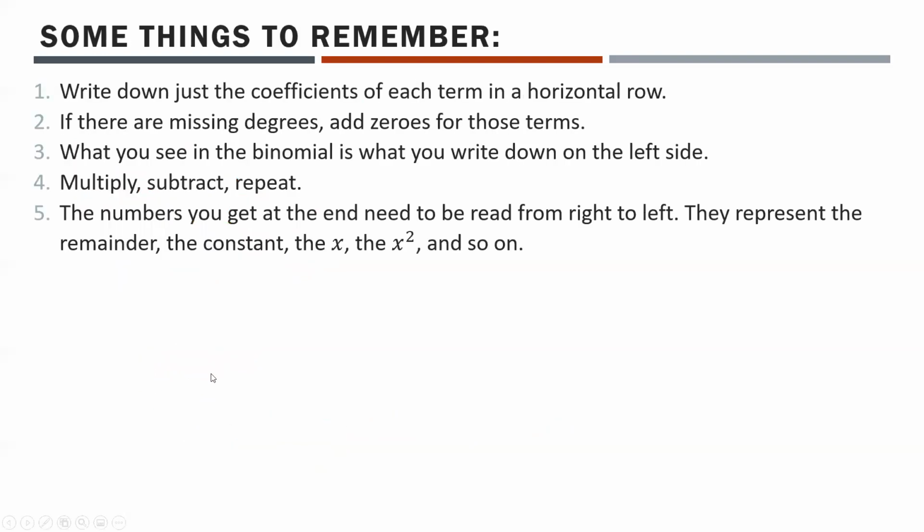So just some things to remember. To do synthetic division, you write down just the coefficients of each term in a horizontal row. If there are missing degrees, you add zeros for those terms. What you see in the binomial, this is really important because people seem to always mix this up. What you see in the binomial is what you write down on the left side. So if it was x minus 7, you'd write -7 on the left-hand side, right? Then you multiply, subtract, and repeat. That's that cross-stitching kind of pattern. And then the numbers you get at the end need to be read from right to left. They represent the remainder, the constant, the x squared, and so on if you had more, right?